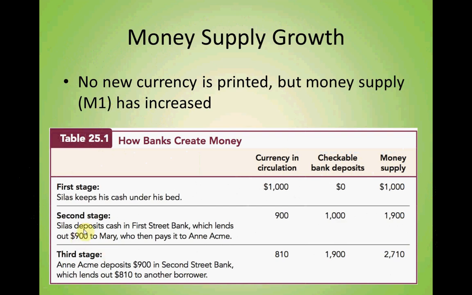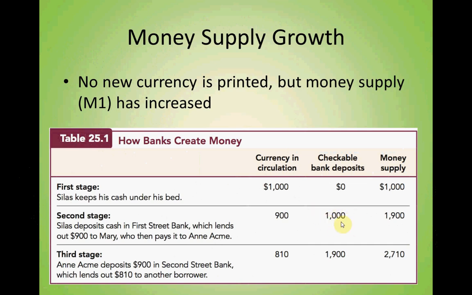So Mary has a $900 loan now. She owes First Street Bank $900, and she gave that money to Anne. Anne gets the $900 that Mary owed her, and she's happy with that. And Anne goes to her bank, Second Street Bank, so we're at a different bank now. Doesn't matter. She goes to her bank and deposits her $900. So what happened? Now checkable deposits have increased.